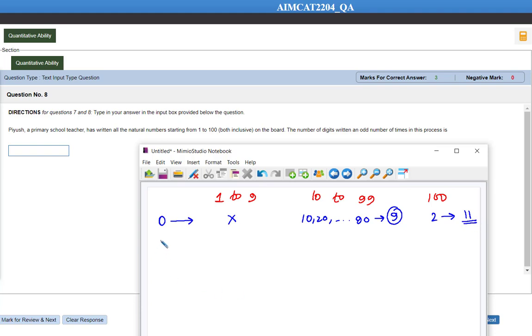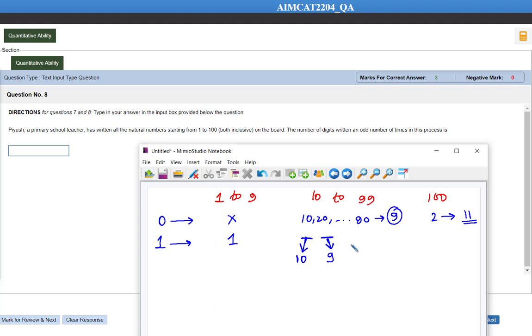How many times are we going to write 1 here? Over here, 1 time. Now look here, this is a 2-digit number. At the tens place we write 1 in 10, 11, 12 till 19, which means 10 times. And at the units place we write 1 in 11, 21, 31 till 91. So 9 times.